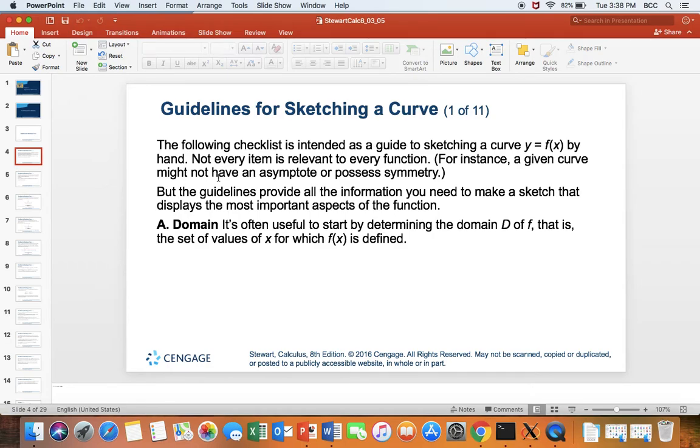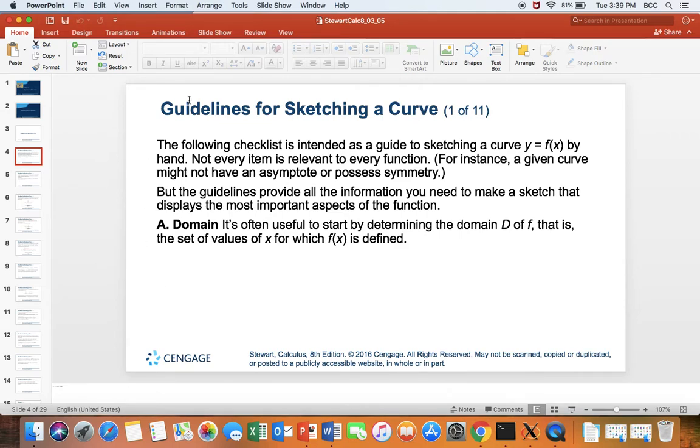So, first, the following checklist is intended as a guide to sketching a curve y equals f(x) by hand. Not every item is relevant to every function. Okay, this is important to note. For instance, a given curve might not have an asymptote or possess symmetry, but the guidelines provide all the information you need to make a sketch that displays the most important aspects of the function. Okay, so you have a long checklist coming up.